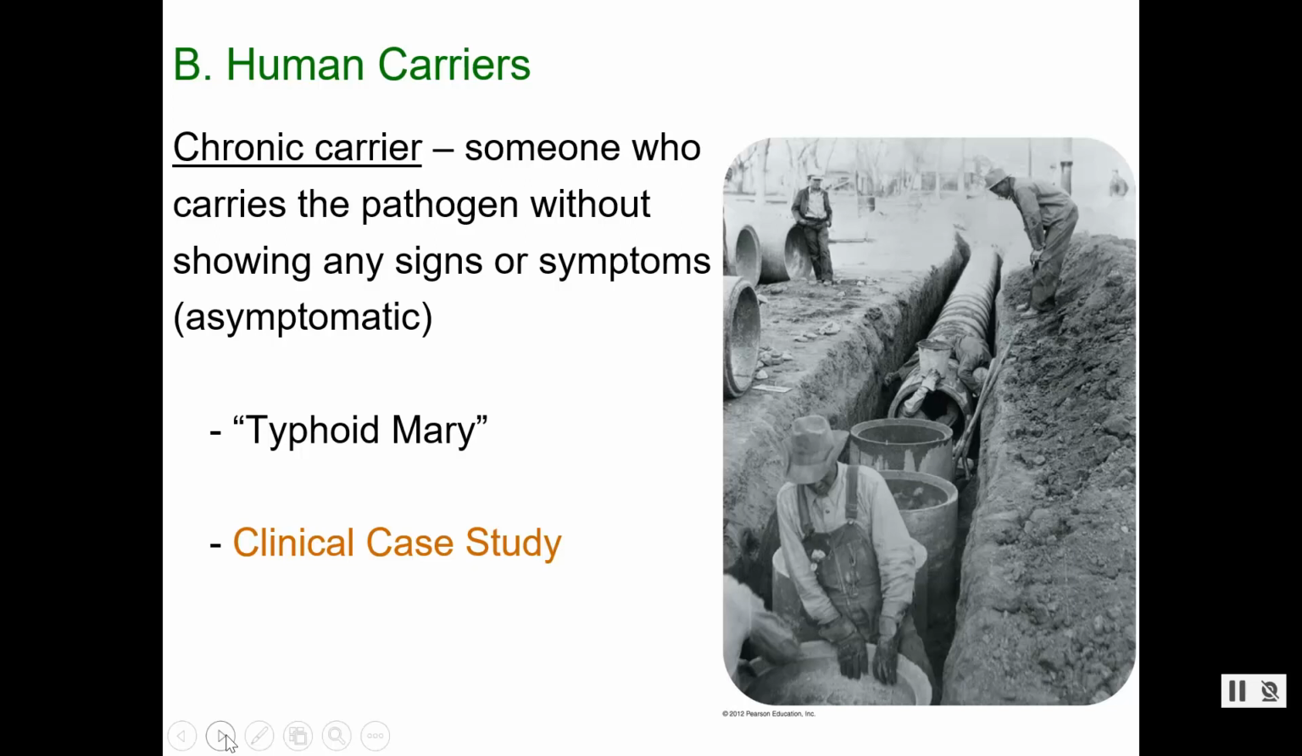We refer to this as a human carrier, and a chronic carrier is somebody who is carrying the pathogen without showing signs and symptoms, but yet can still infect others. There was a famous, the originator kind of thing of this human carrier. There was a person named Typhoid Mary. I don't know if you've heard this story of Typhoid Mary, but she's a real person.